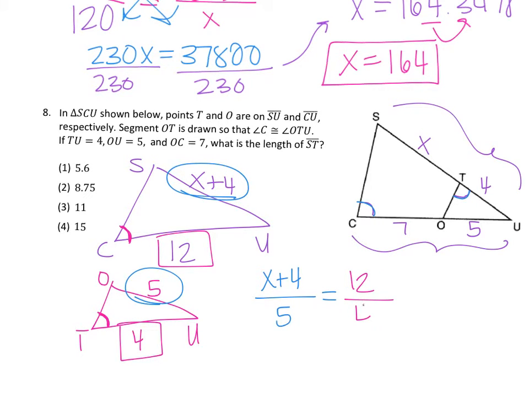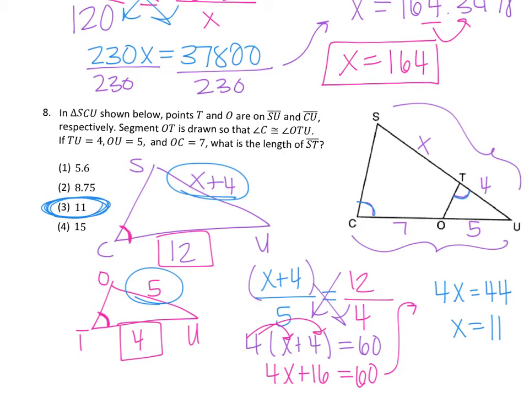12 over 4. Go ahead and cross multiply, solve, and choose an answer, then check back in with me to see if you're correct. Alright, so for this one we end up with X equals 11, meaning that ST, which we initially called X, is 11. Choice 3 for number 8.